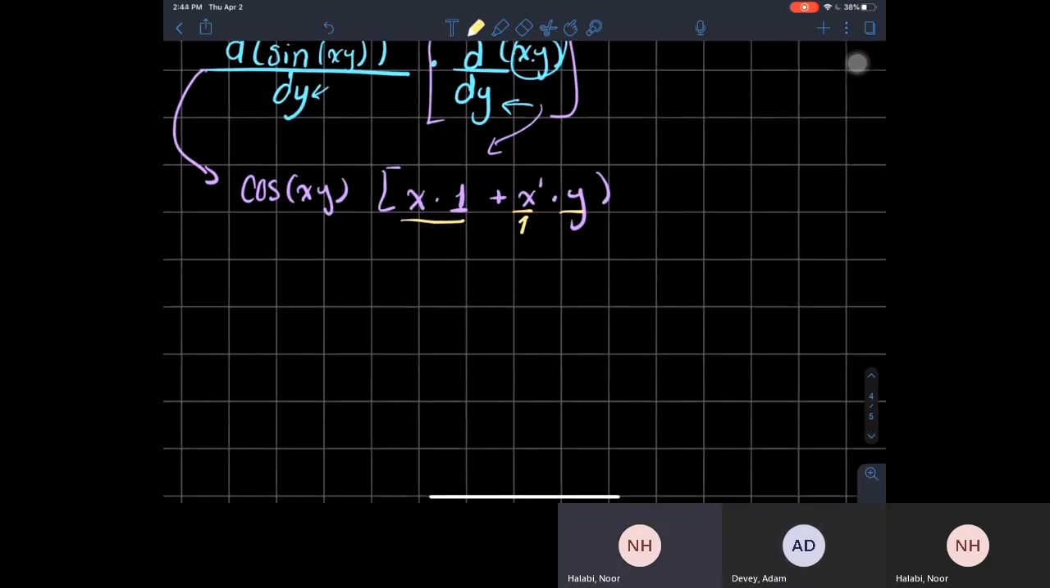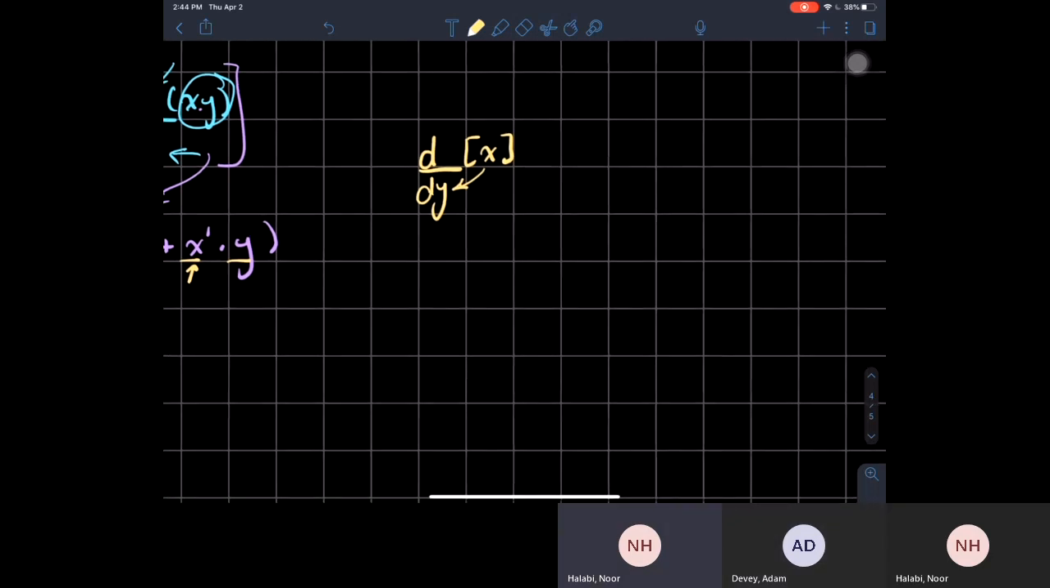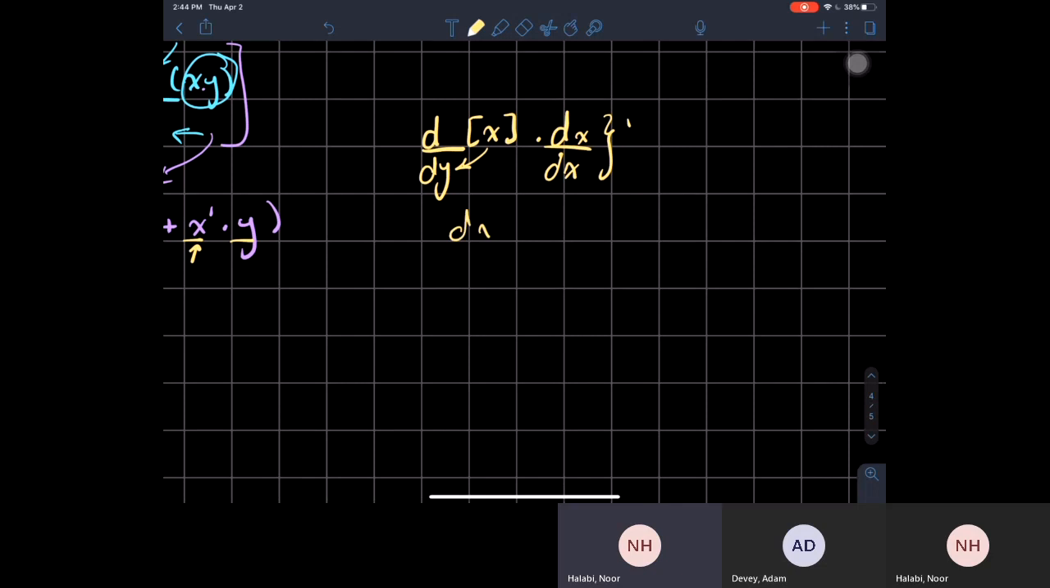There's a reason to it, by the way, if you want to see it. Let's say I'm doing d over dy of some variable x. I can't take the derivative with respect to y because they're not the same variable, on the bottom and on the top. So what I can do is multiply this by dx over dx, because it's like I'm multiplying by 1.